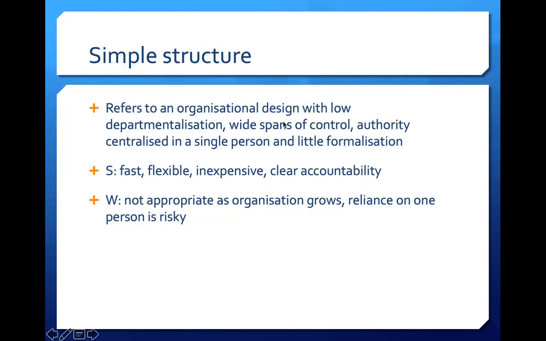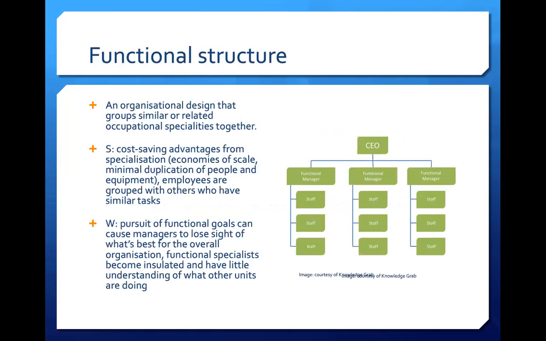Right. So that's the simple structure basically, and the next one is the functional structure, which groups similar or related occupational specialties together based on function. If you think about a simple organizational chart like this, we have someone as the CEO or GM, if you like, and underneath that person, we have a group of function, and the next one we have another group of function, and so on and so forth. The good news about this is cost saving advantages from specialization, because of the economies of scale, with minimal duplication of people and equipment. The employees can focus on doing their job, and they also get better at doing the job because they work with a group of other people who have similar tasks. So we expect them to share their knowledge and keep building on their knowledge.